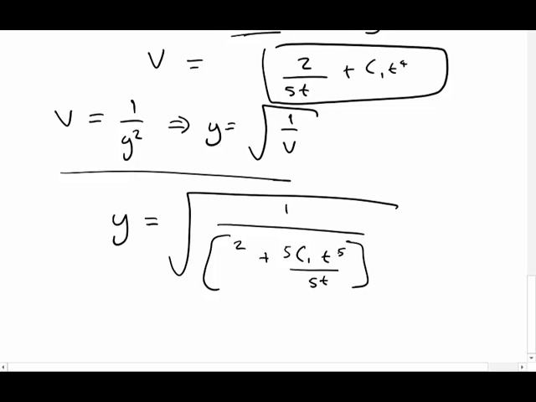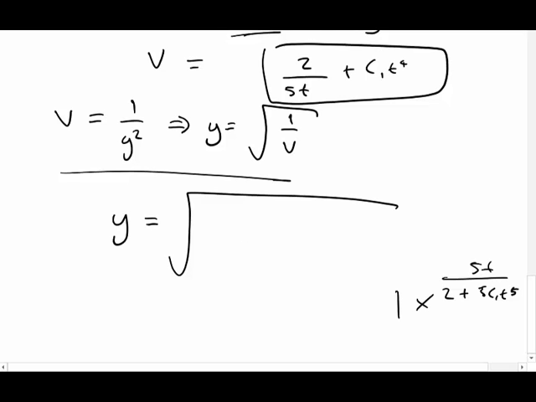So now I can write this over the same thing. So it's 2 plus 5 C1 t to the power 5, over 5t. And it's 1 divided by that. So it's 1 divided by 2 plus 5 C1 t to the power 5 over 5t. If I just flip it the other way, then what's inside the brackets here just becomes this. So it's 5t over 2 plus 5 C1 t to the power 5.